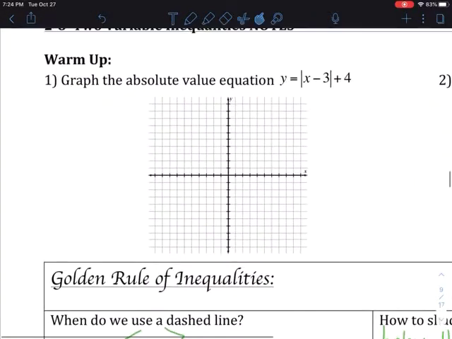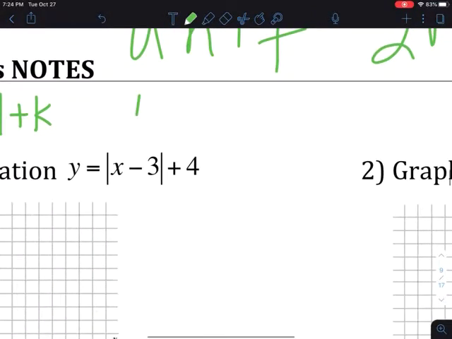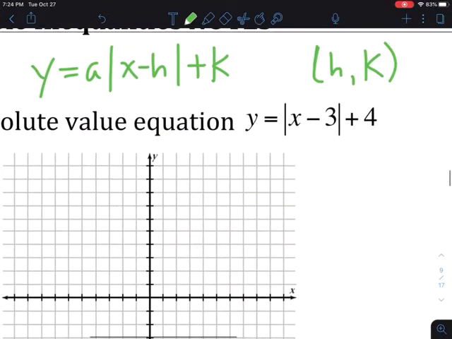Now, for the warm-up, I do want to recap stuff we've done already. We have an equation. This is an absolute value equation. Remember the form that these guys are in. Remember that the vertex is (h, k). Remember, we say that h is opposite because it has a minus sign in front of it in the formula. So here, the h is 3, the k is 4.